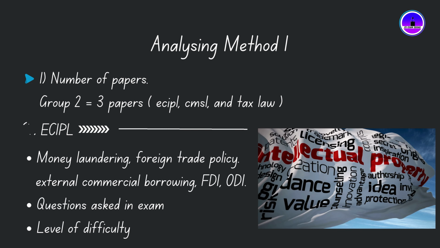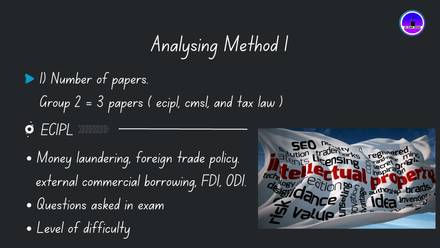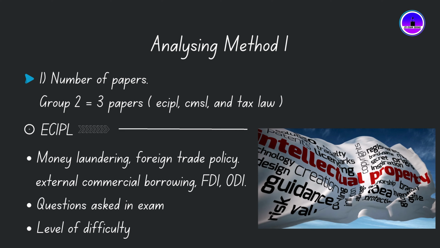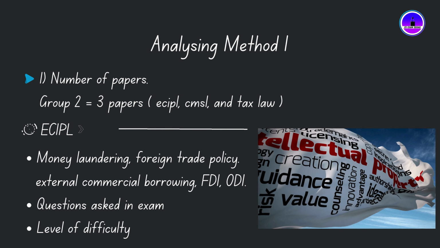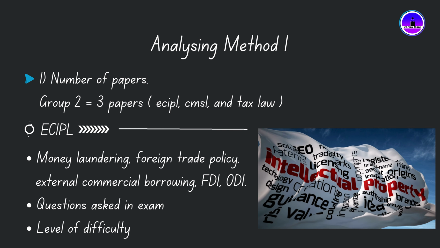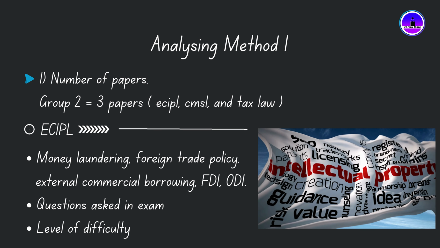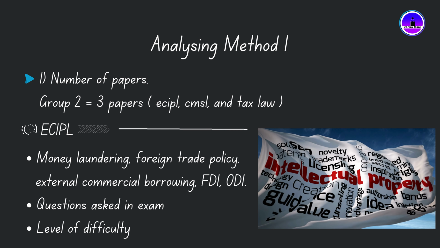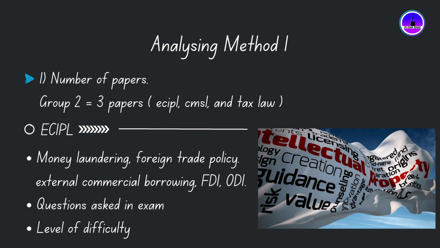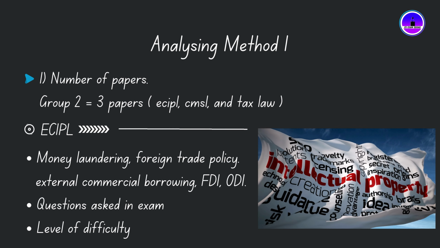Well, in group 1 we can see there are 4 papers, right? In group 2 we can see there are 3 papers only, that is ECIPL, CMSL and tax law. Now let's learn about ECIPL. What is ECIPL? You are taught about competition law, money laundering, foreign trade policies, external commercial borrowing, ECB, that we have talked about earlier in our 11th, 12th, FDI, ODI, economics, consumer protection, intellectual property laws, patent, copyright, all these things you're going to learn in ECIPL.